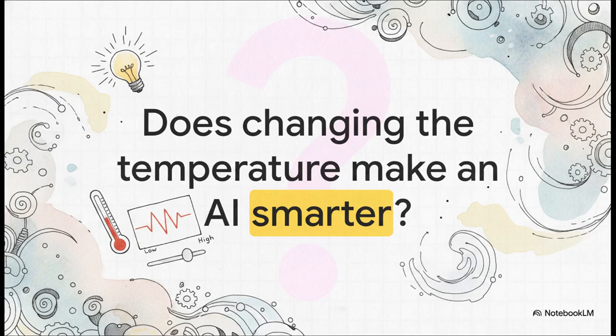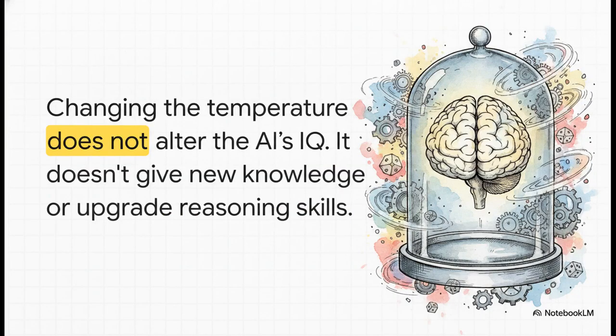People will literally whisper that if you just dial this parameter to some magic number, the AI suddenly unlocks this hidden genius level, allowing it to solve complex math problems that it couldn't solve before. Yeah, that is completely false. Changing the temperature does not alter the AI's IQ by even a single point. It doesn't give the model new knowledge, it doesn't give it access to secret databases, and it definitely doesn't miraculously upgrade its logical reasoning skills. A model with a temperature of 0 is exactly as intelligent as a model with a temperature of 1.